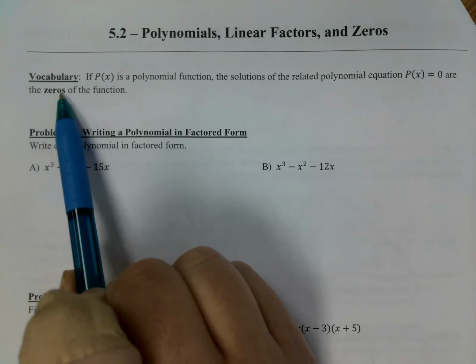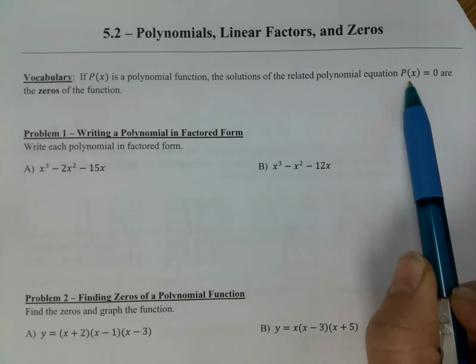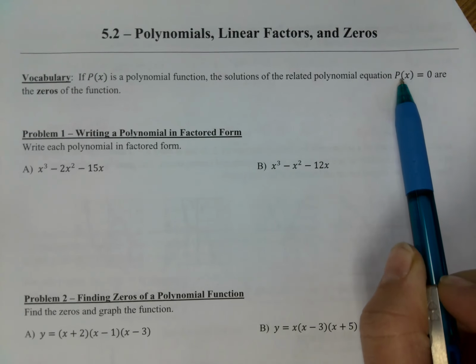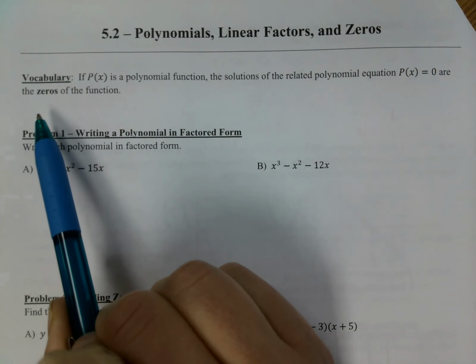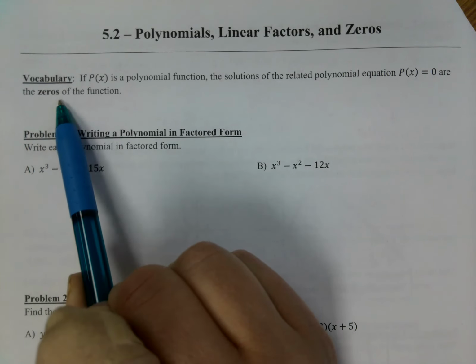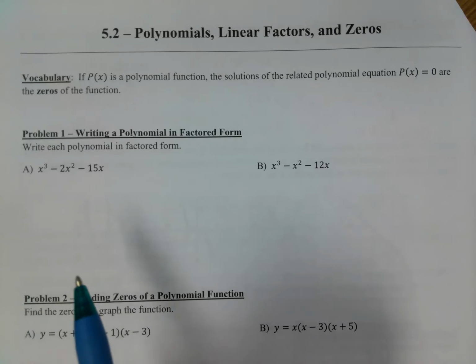So it's the number that makes the equation 0, the number that would make the answer equal to 0. This is also the number that passes through the x-axis. So that's what zeros are, where they pass through the x-axis.